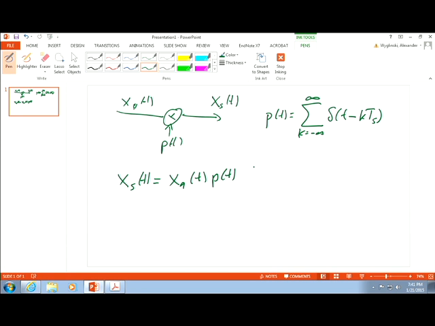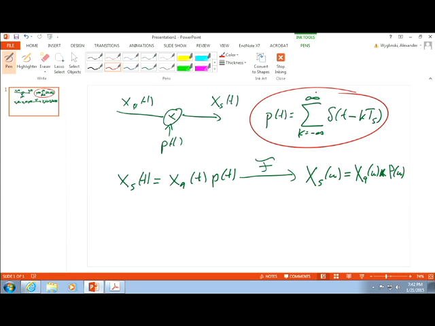So suppose we now go into the frequency domain. What do we have? If we take the Fourier transform, what happens when we have multiplication in the time domain? We have convolution in the frequency domain, right? So that means X_s of omega is equal to X_a of omega convolved with P of omega. Now, the big question is, what does P of omega look like?